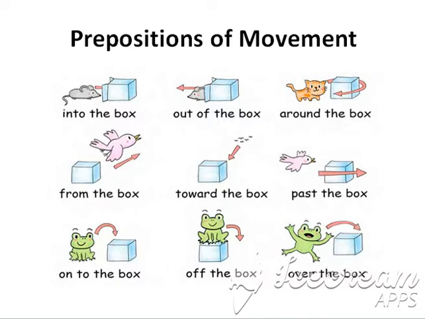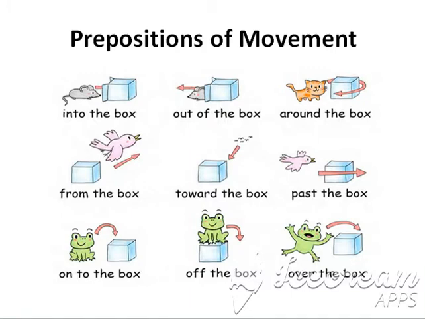In the third picture you can see a cat running around the box. In the fourth picture you can see a cat running towards the box. Towards the box means something is getting near that particular box. Cat is running towards the box means the cat is getting near that box. A bird is flying past the box. So a bird is flying, it's passing the box.